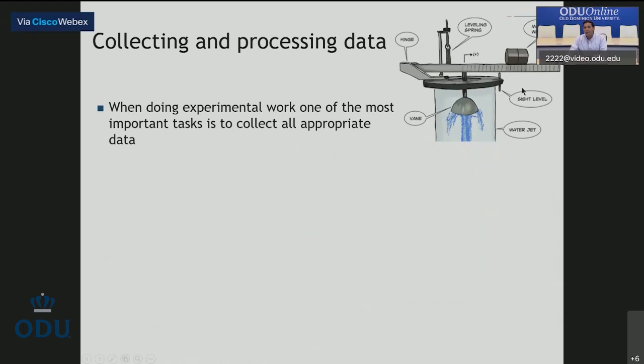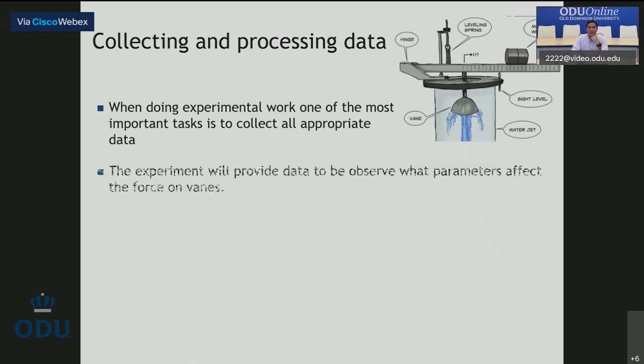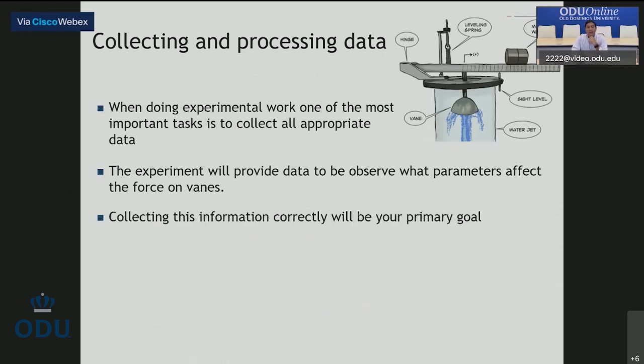Now, the setup looks like this. I'm going to let you go through the whole package we prepared. When doing experimental work, one of the most important tasks is to collect the data, of course. In this experiment, we're going to change some parameters and see how that affects the force in a vane. Your main goal is to collect the information correctly. Interestingly, in this homework assignment, you will not be asked to run any calculation. You're just going to be asked to plug in the numbers in a spreadsheet and see the behavior of the force as a function of mass flow rate.